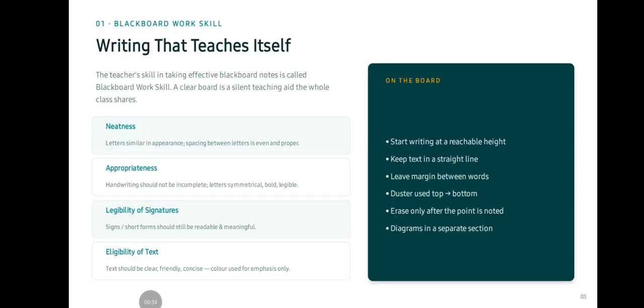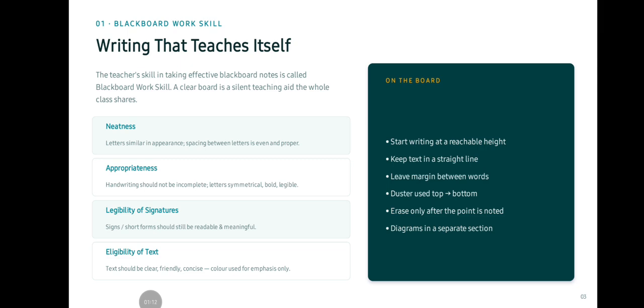So, Blackboard work skill, writing that teaches itself. The teacher's skill in taking effective Blackboard notes is called Blackboard work skill. A clear board is a silent teaching aid the whole class shares. Neatness. Letters similar in appearance. Spacing between letters is even and proper. Appropriateness. Handwriting should not be incomplete. Letters symmetrical, bold, legible.